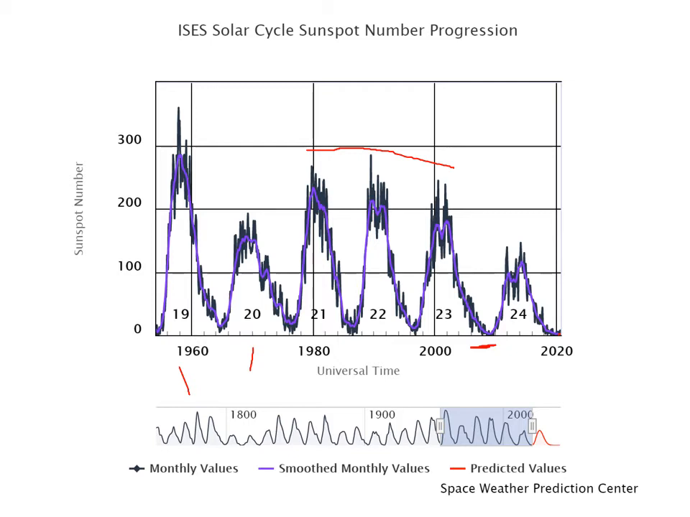And then the 24th cycle here has turned out to be puny. The 24th cycle has ended with another extremely long and depressed minimum. Very little activity going on. And that's leading into the 25th cycle. We've seen a few sunspots from the 25th cycle start to appear, but not very many of them.